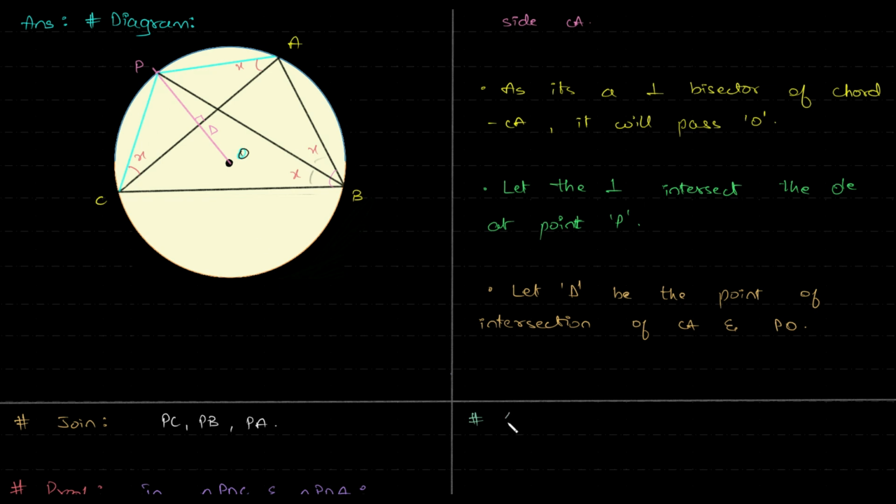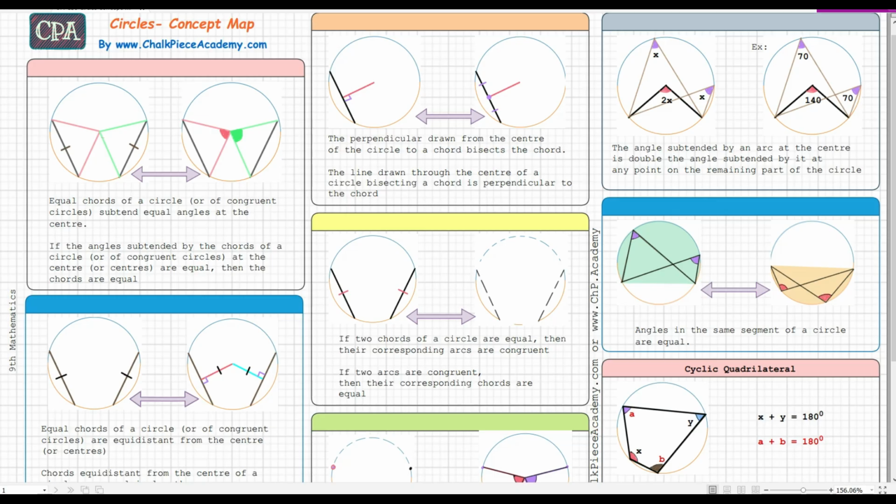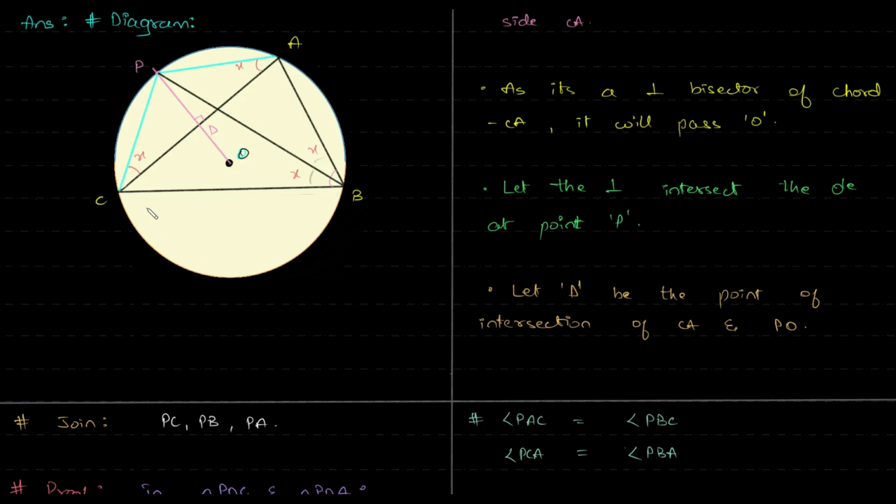Because angle PAC is equal to angle PBC, and angle PCA is equal to angle PBA. Now the question is why? Think about it. You have the reason on the screen. Yes, angles in the same segment of a circle are equal.